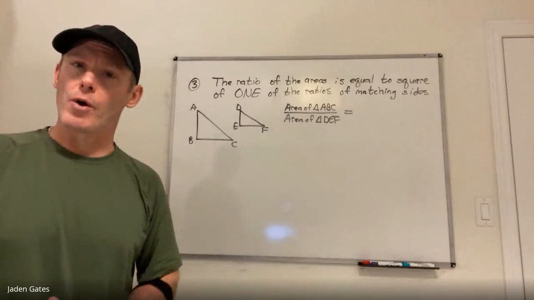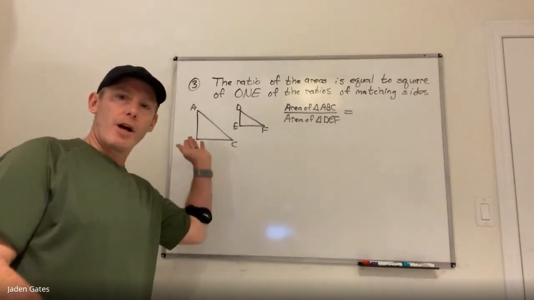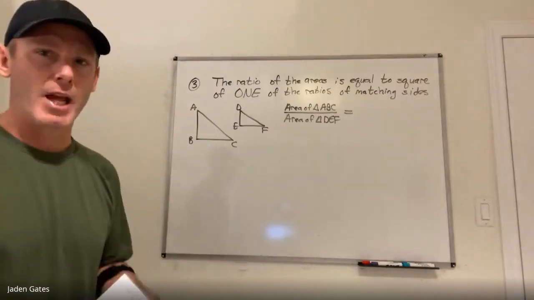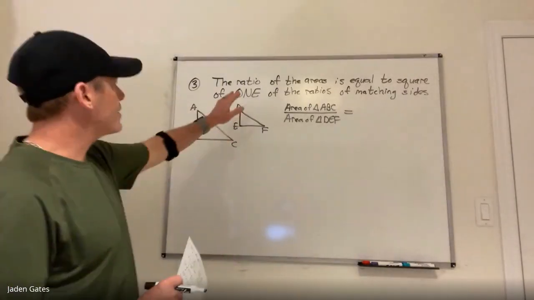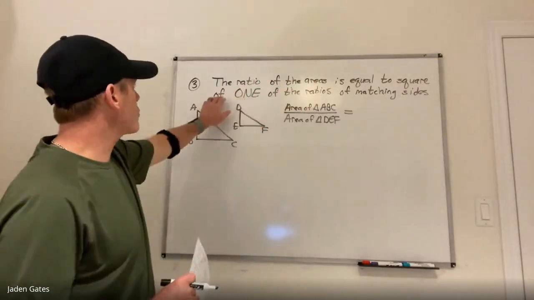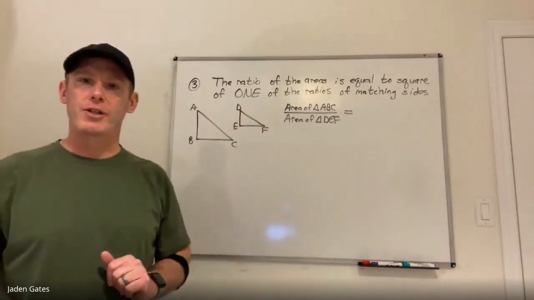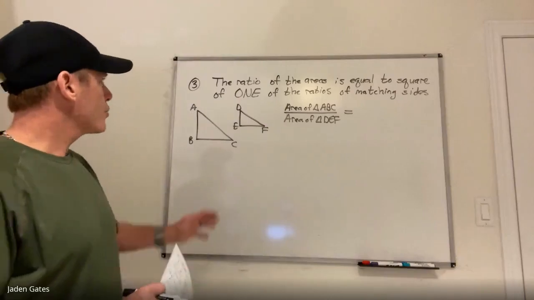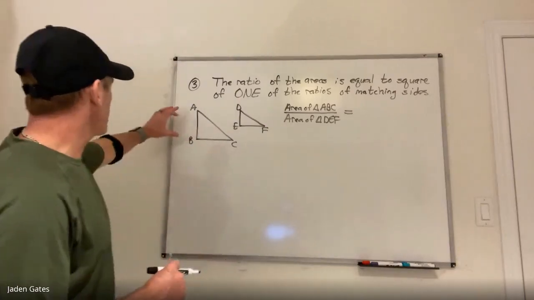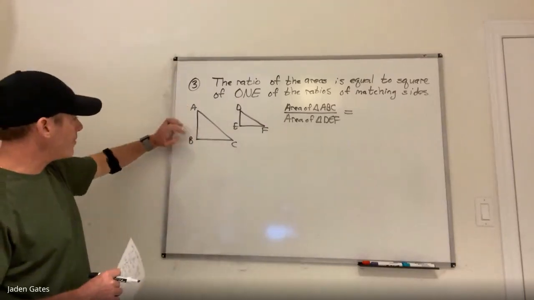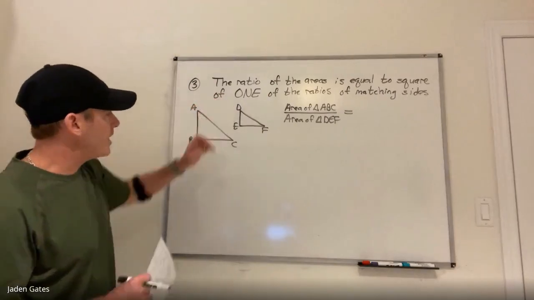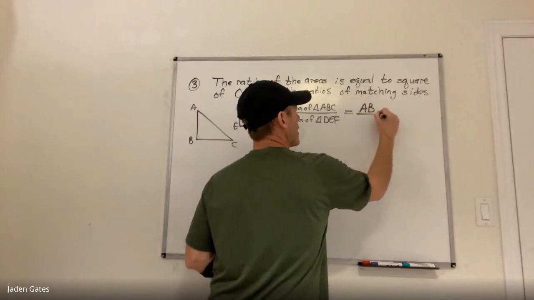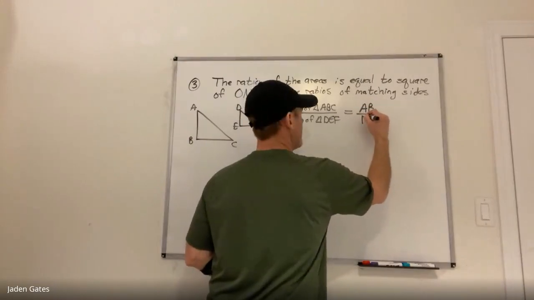Or you could do it the other way. But here's the key: the bigs are either all on the top or all on the bottom. Got to pick one or the other. Can't mix them up. Now that is equal to the square of one of the ratios of the matching sides. Now that's something we just talked about, the matching sides. So that could be equal to, say, the ratio if I compare A to B divided by D to E. So AB divided by DE.